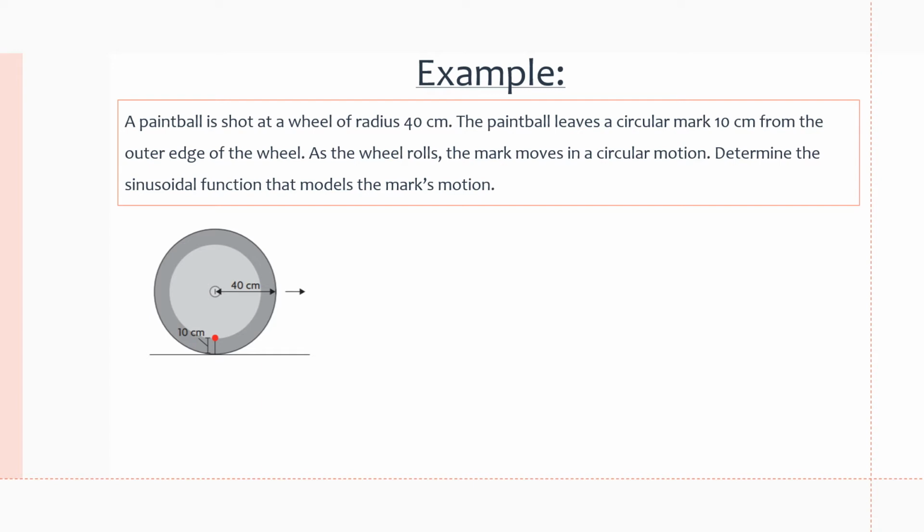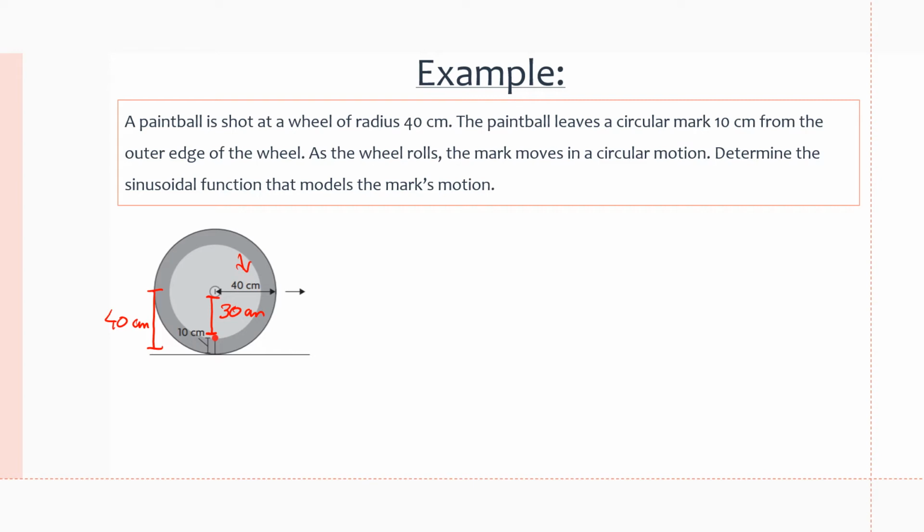Okay, so we have a wheel with a radius of 40 centimeters, so from the center to the outer edge, and the paintball is shot 10 centimeters from the bottom, this place right here, which also means that the mark is 30 centimeters from the middle of the circle, because if the radius is 40 centimeters, this distance is 40 centimeters. And so if it's shot 10 centimeters above the outer edge, then it's 30 centimeters from the middle. Okay, so we know that information.